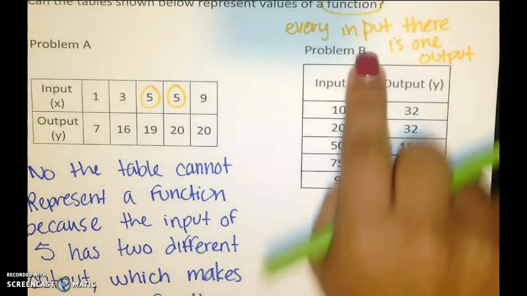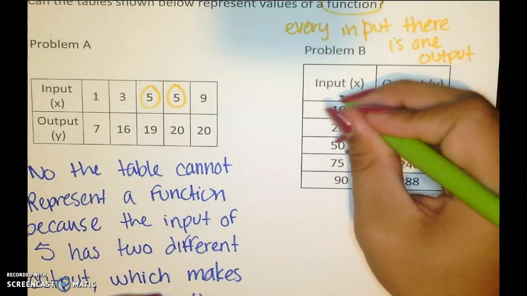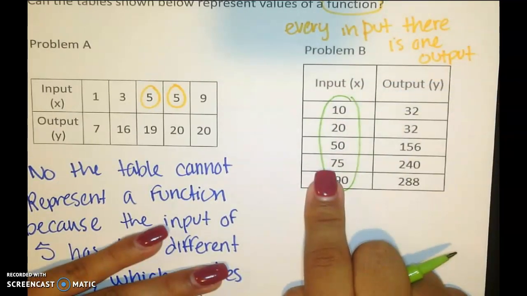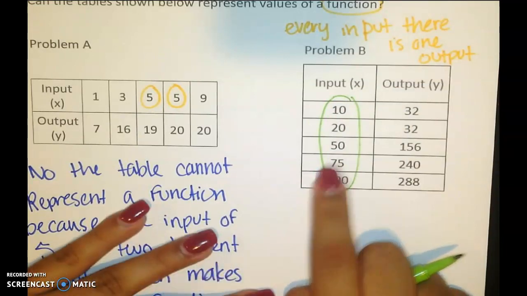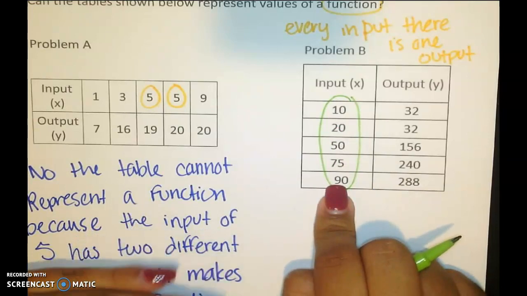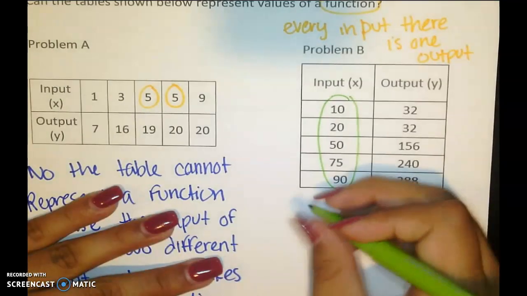So problem B, my inputs, and then I have my outputs. Well, I want to focus on my inputs. I know if they are repeating, then it's not going to be a function. So I have 10, 20, 50, 75, 90. None of them are repeating. So is this going to be a function? We're going to say yes.